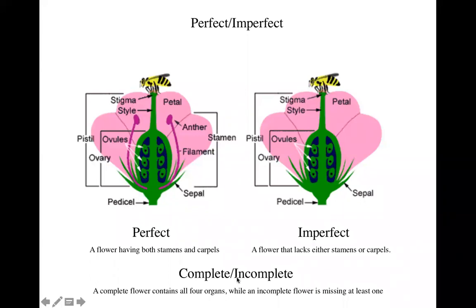So this is an imperfect flower that is lacking in the stamens, for example. Another term that's often used besides perfect and imperfect is what we call complete and incomplete. A complete flower has all four whorls, the sepals, the petals, the stamens, and the pistil. An incomplete flower is missing one or more whorls. So you can have an incomplete perfect flower, but you cannot have a complete imperfect flower. So let that sink in for a minute.